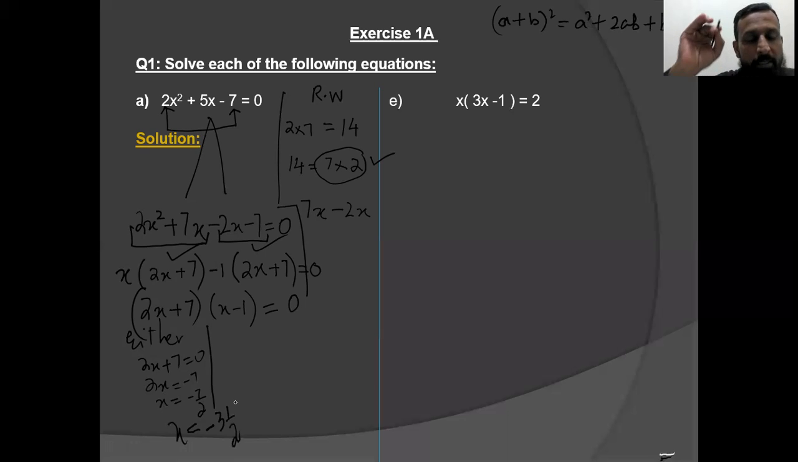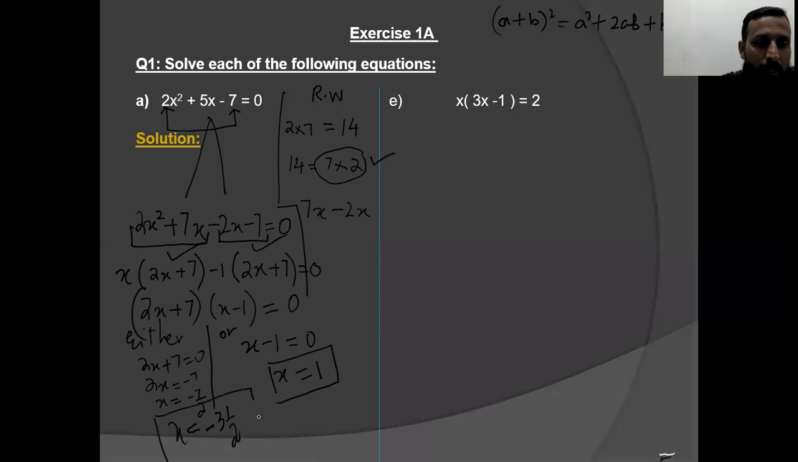Sorry, I am short of space. So when you divide 7 by 2, 3 whole number 1 upon 2. And the other thing is, or x minus 1 is 0. Simply move this 1 on the other side, you have x is equal to positive 1. So these are the two possible answers, x equals 1 or x equals negative 3.5. So let's move on to the next part.